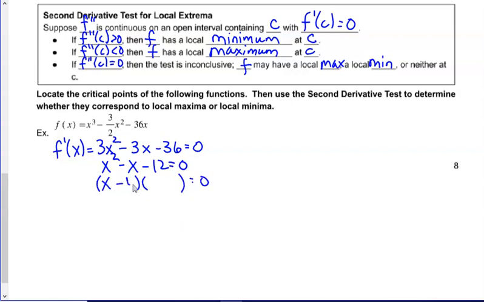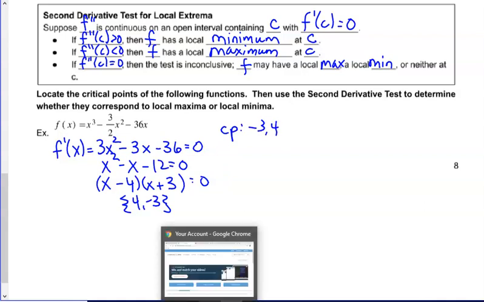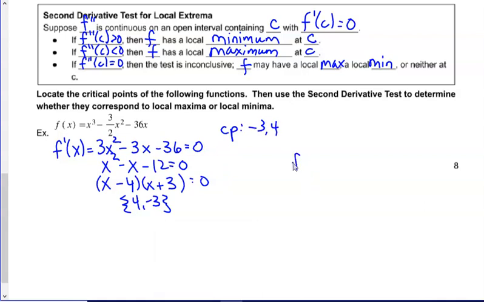So let's go x minus 4 and x plus 3. The roots that I have for each one of those are 4 and -3. And those are my possible critical values where I could have maxes and mins. So, critical points are at -3 and 4. What I now need to determine is what is f double prime at -3 and what is f double prime at 4, in order to determine whether this is a max or that is a min. So it's just another way to figure that out.